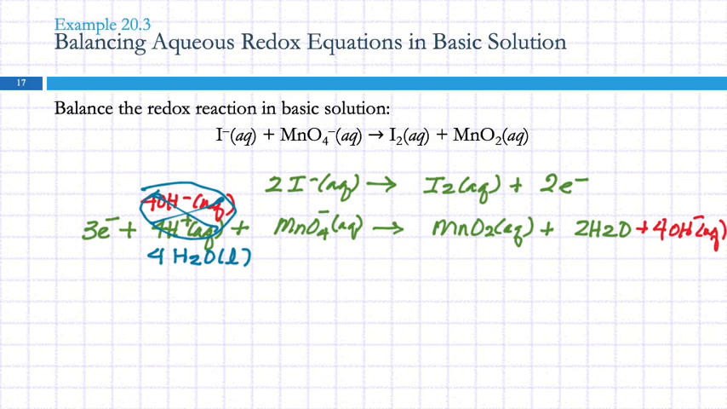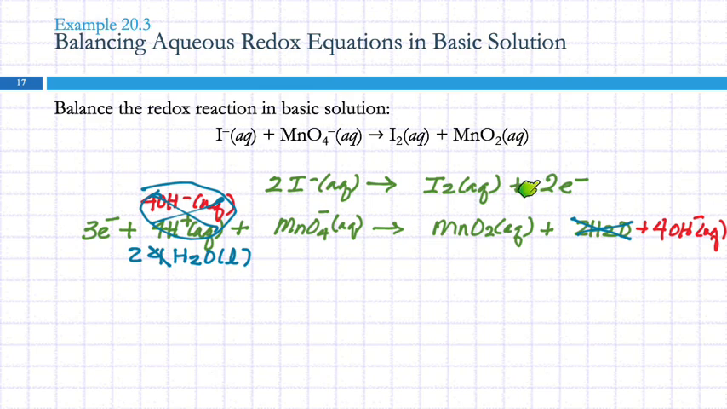I can simplify here, or I could wait till the end. I've got 2 water molecules here and 4 water molecules there. I could subtract 2 of them from each side. So if I take away 2 water molecules, then this 4 becomes a 2. Okay?